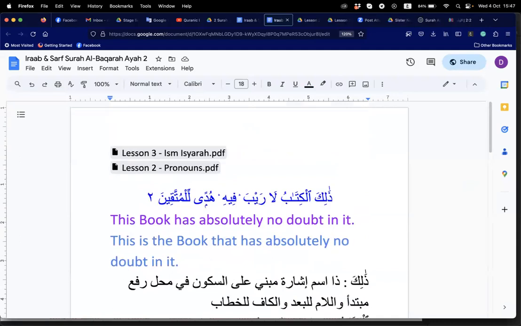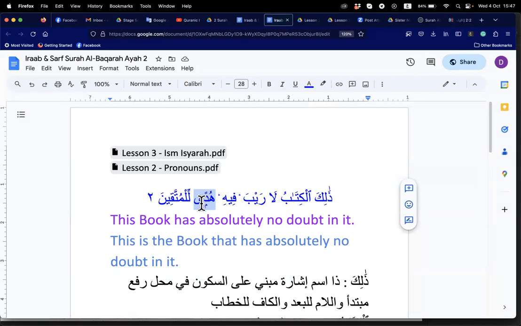Why? Because it is showing the cover, right? Any detail of the book, right? There is no doubt in that. It is the guidance. It is giving us some details, right? Okay. Guidance. So you're saying it is a khabar, is it rafa or nasab?